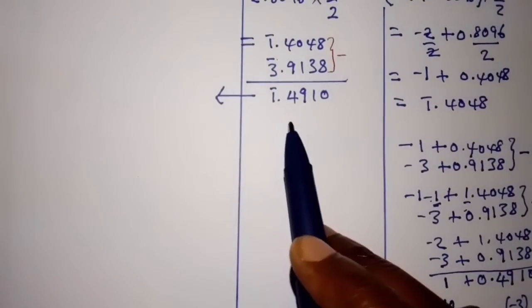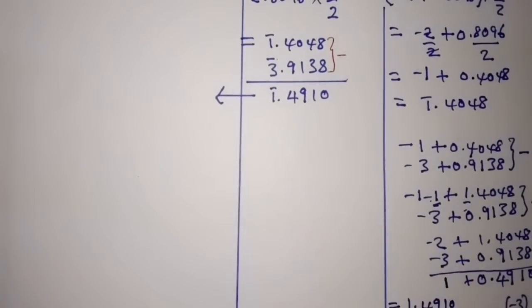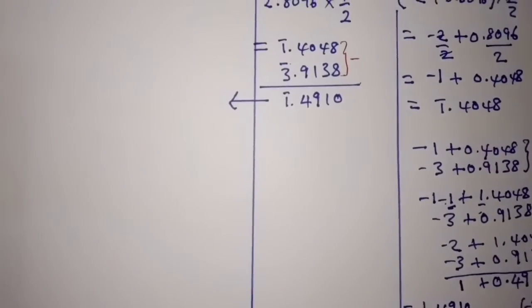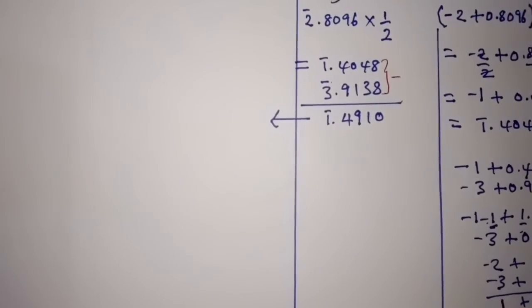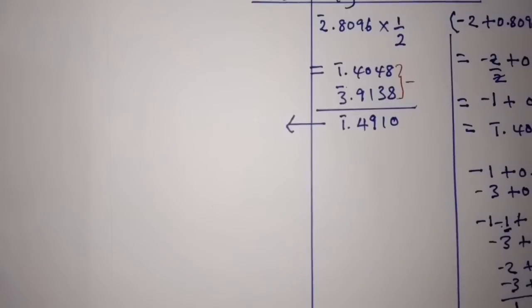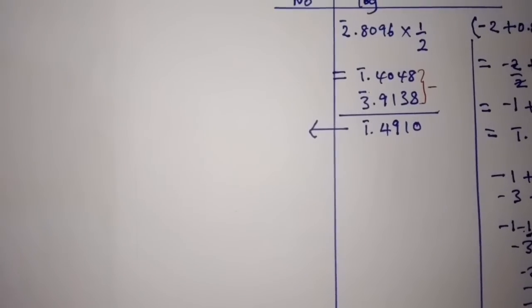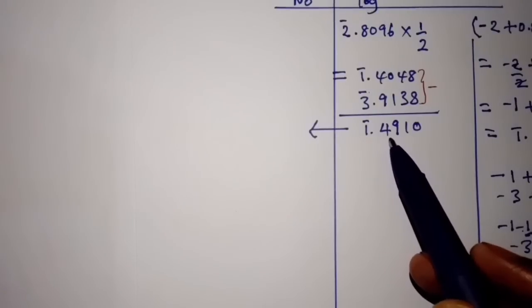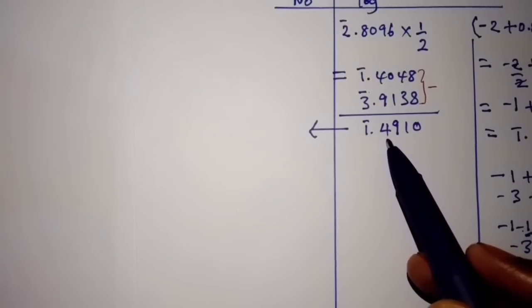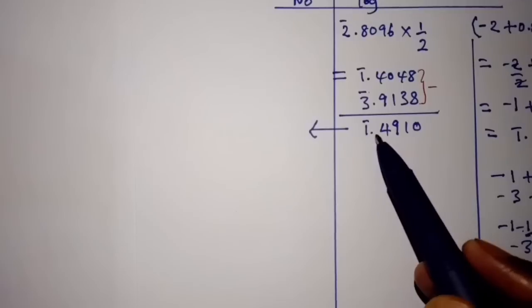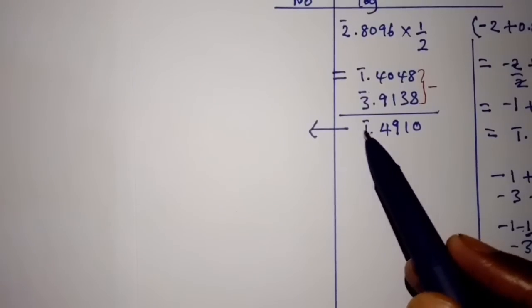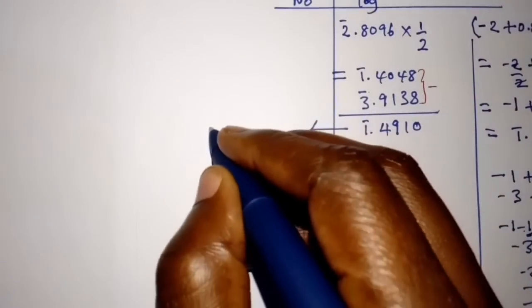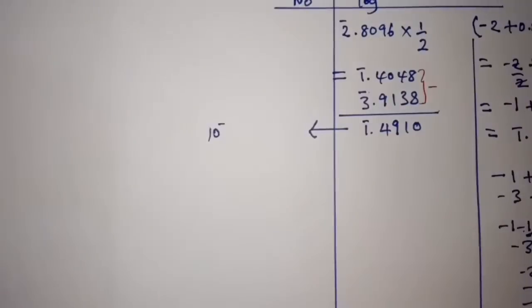1.4910. So we can go to the antilog table to find the antilog of 0.4910, and this one is written as 10 power.